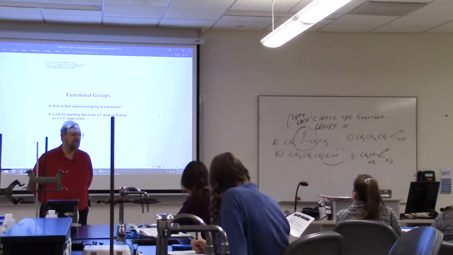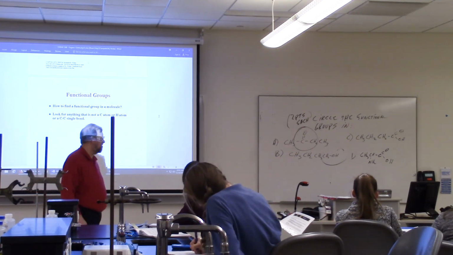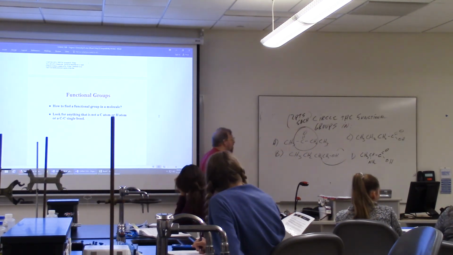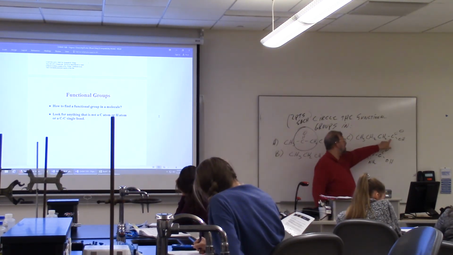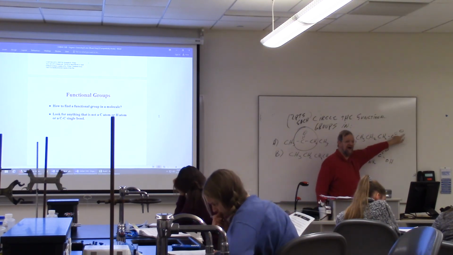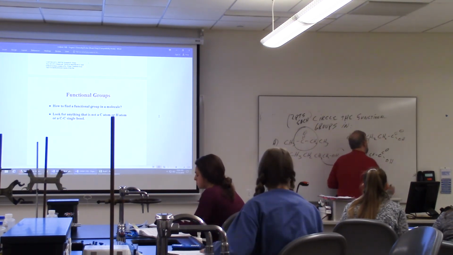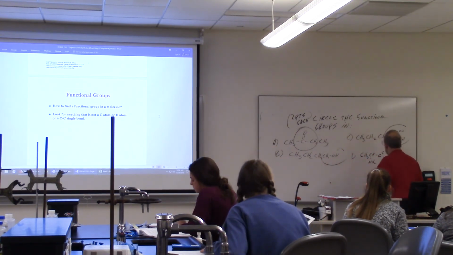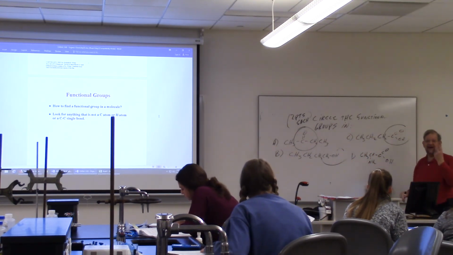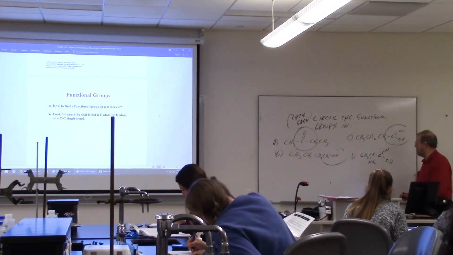I need more time. Probably look on the board. Let's look at this molecule. Look, to this carbon, I have a carbon double bond to oxygen plus another oxygen and hydroxyl. This is called a carboxylic acid. There's a functional group.